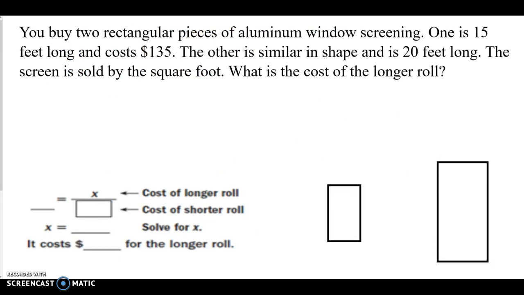Now an application problem. We have 2 rectangular pieces of aluminum window screening. One is 15 feet long and costs $135. So I'm going to go ahead and label that. The other is similar, but it's 20 feet long. I'll label that too. And we are looking for the cost of the longer roll.